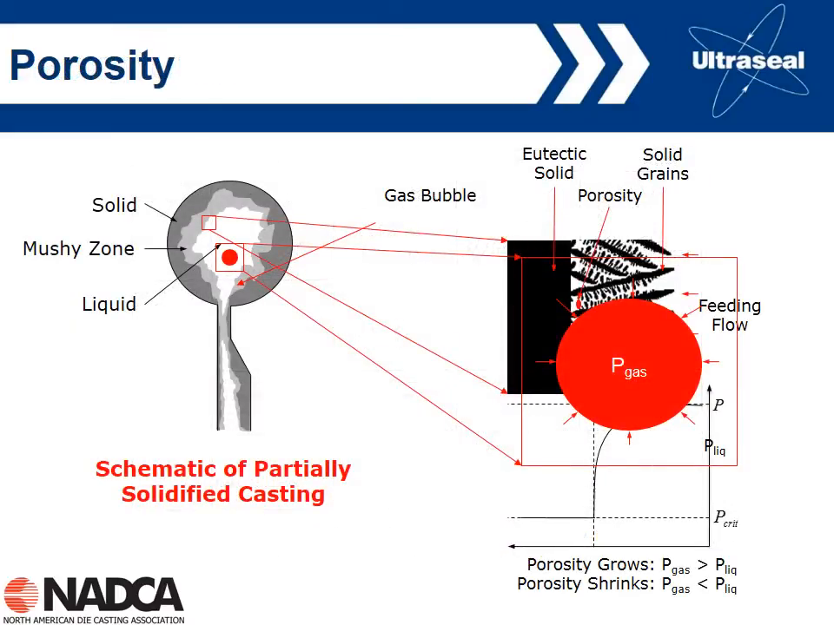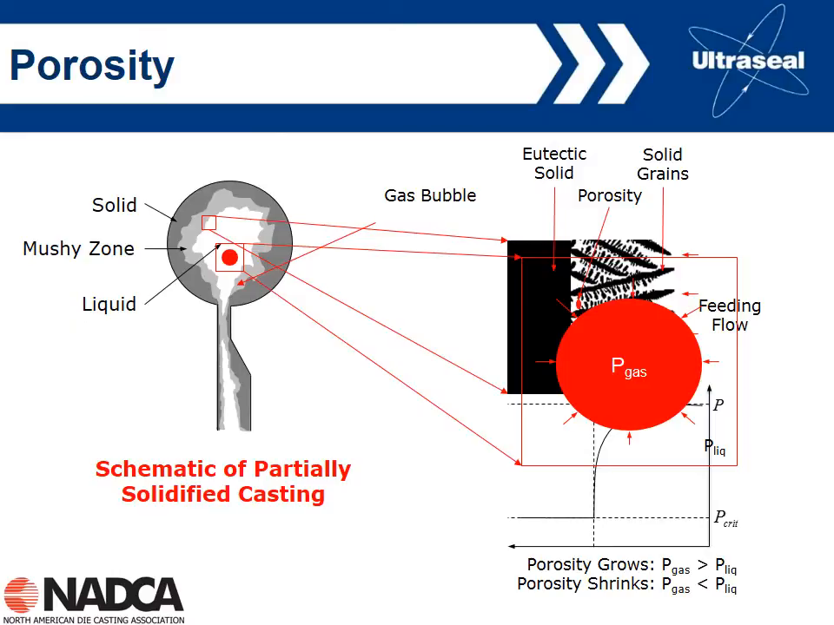So let's talk a little bit about porosity forming in castings, and we'll talk about shrinkage first. Here we have a schematic of a casting. We've got the gate and the runner, and obviously the biscuit down here at the bottom. We've got solid forming on the surface, liquid in the middle, and then we've got this mushy zone. Mushy is basically partially solid, partially liquid. And obviously what's going to happen is as this casting continues to solidify, the mushy zone will tend to move towards the middle as we solidify more of the casting.